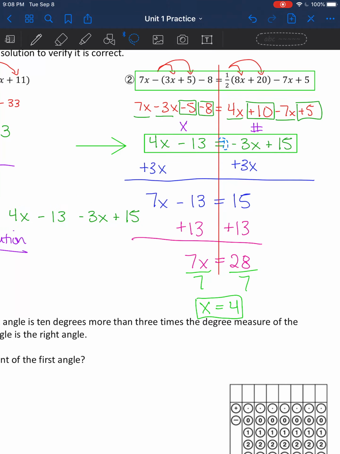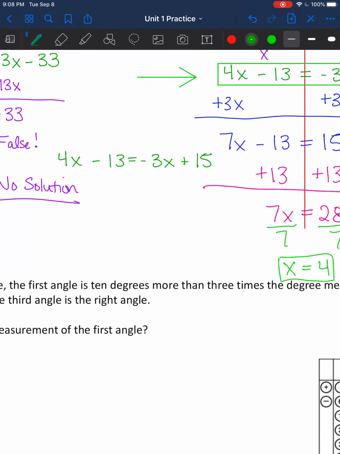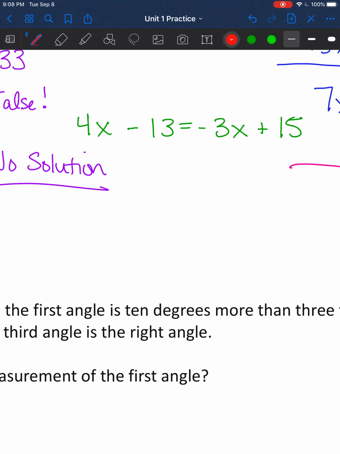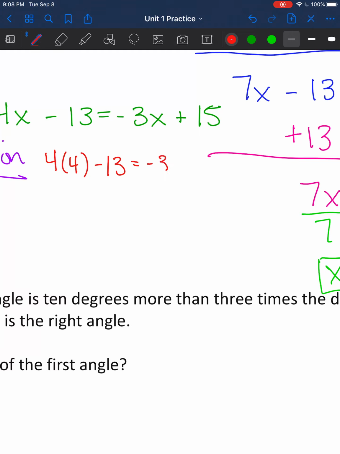And that they're going to be equal. So I'll write the equal sign. Now I'm going to plug in 4 for the x's, or I'm going to substitute 4. So this is going to say 4 times 4 now, minus 13. And on the right hand side, negative 3 times 4, plus 15.